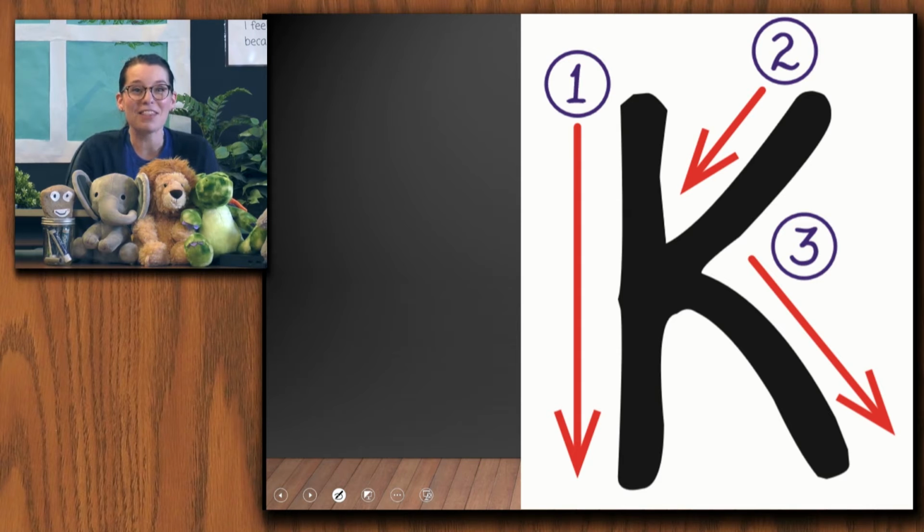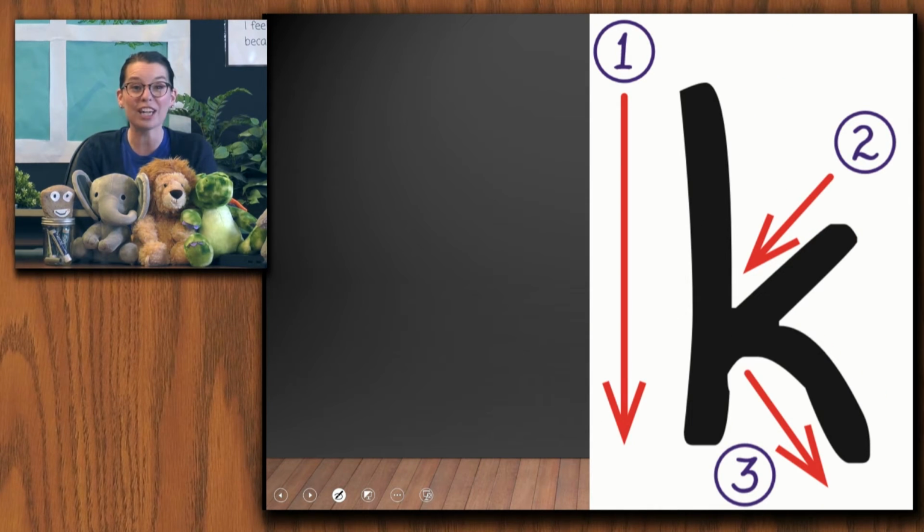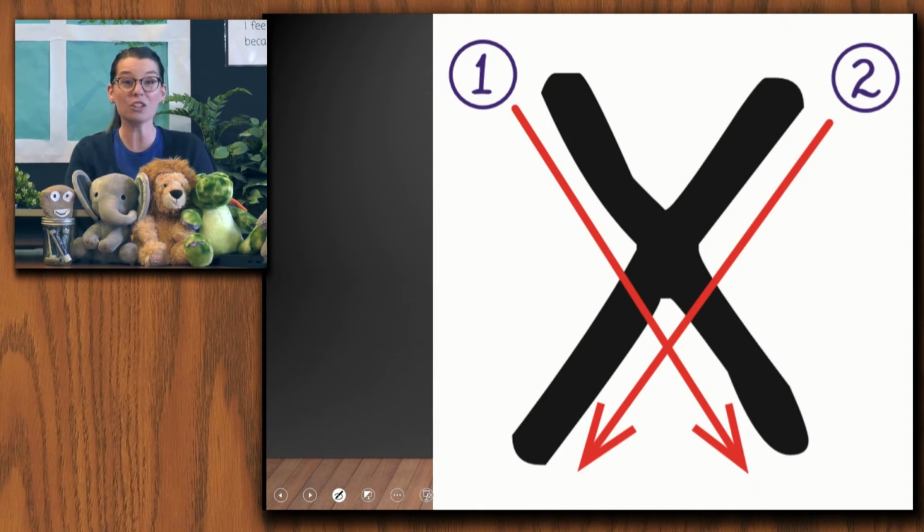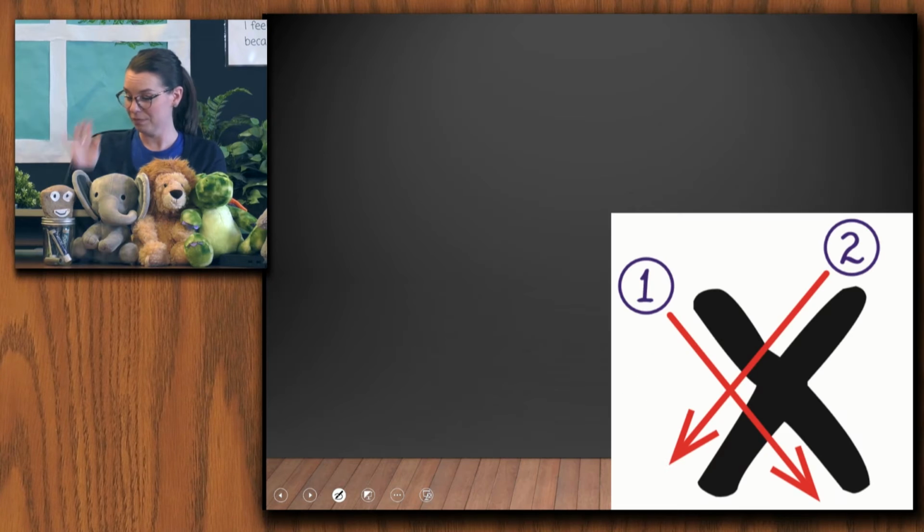Name this letter. This letter's name is K. Name this letter. K. Yay! This is a lowercase k. Name this letter. K. We're also going to learn the letter X. Name this letter. X. And this is a lowercase x. Name this letter. X.